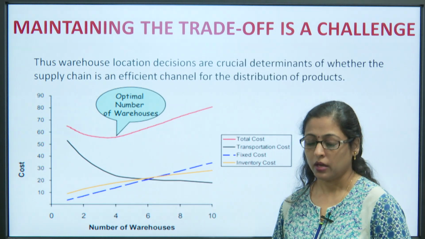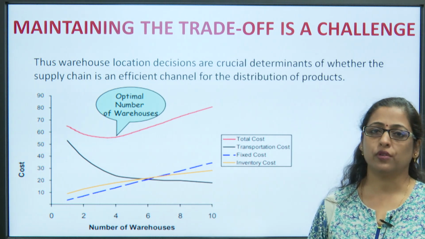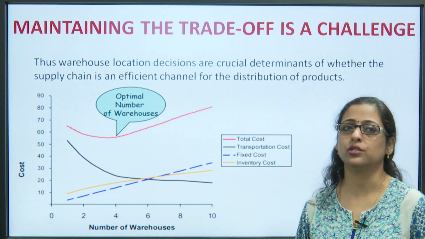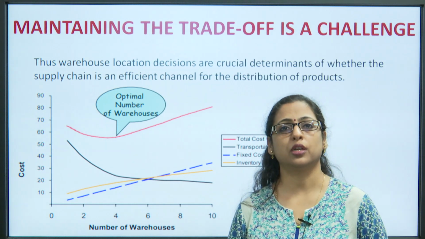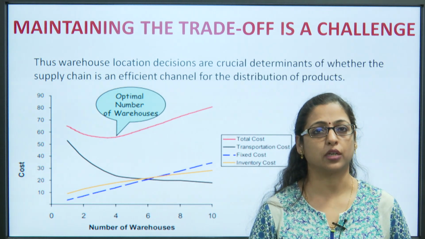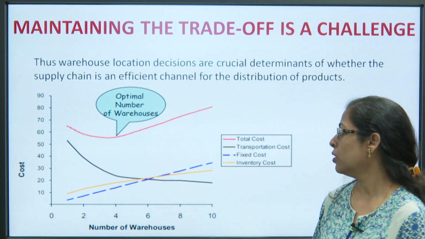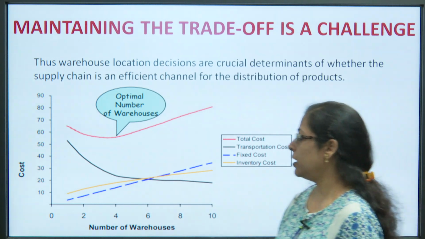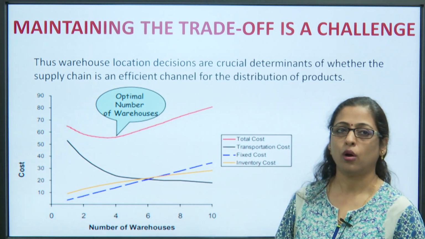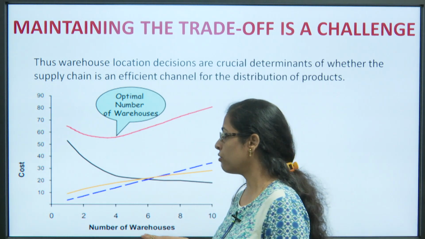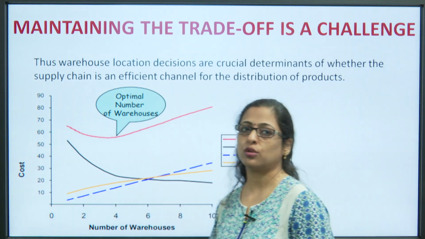Now, over here, maintaining the trade-off obviously acts as a challenge. Over here you can see that the warehouse locations are a crucial determinant of whether the supply chain is an effective channel for distribution or not. The company is trying to compare the warehouse requisition on the basis of two factors, that means the number of warehouses that they want and the cost of warehouses.